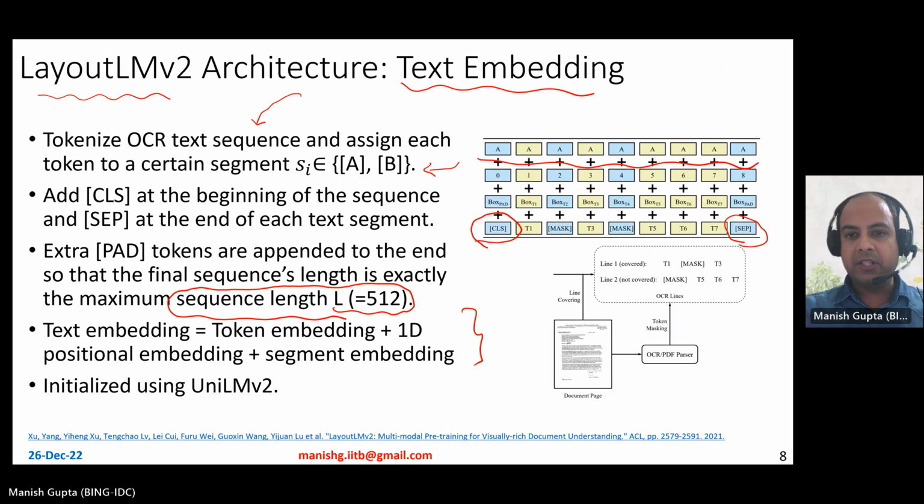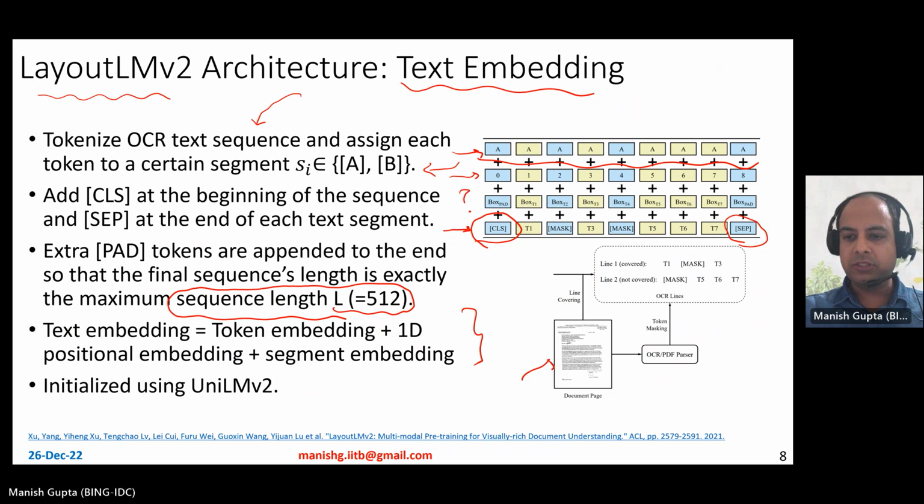Then there is a one dimension. So there's the token embedding that you see, right? There's a one-dimensional position embedding, specifying the position of the particular token in the text part, right? And then there is a segment embedding. Well, there is also this two-dimensional position embedding. We'll talk about it slightly later. Okay, hold on for that.